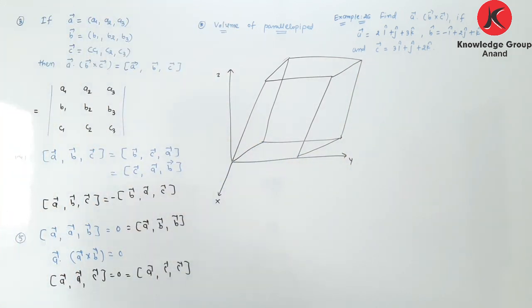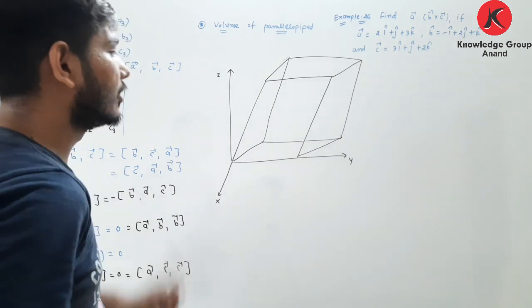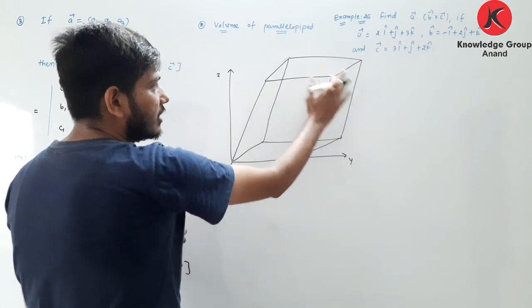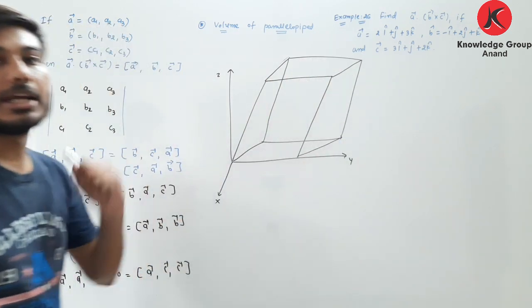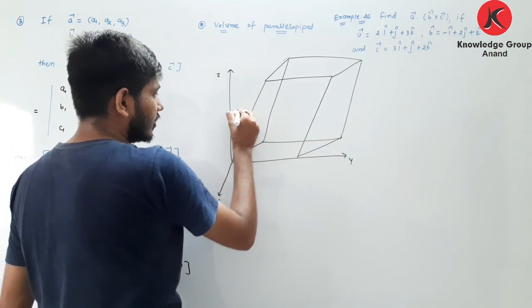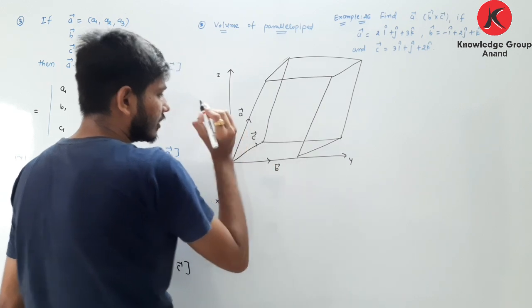This is your parallelopipe. આ parallelopipe છે. એમાં જે નીચે છે પેરેલેલોગ્રામ છે, સાઈડમાં બધા પેરેલેલોગ્રામ જ છે, એટલે આને કહેવાય parallelopipe. Suppose this one is our vector A, this one is vector B and this one is vector C.